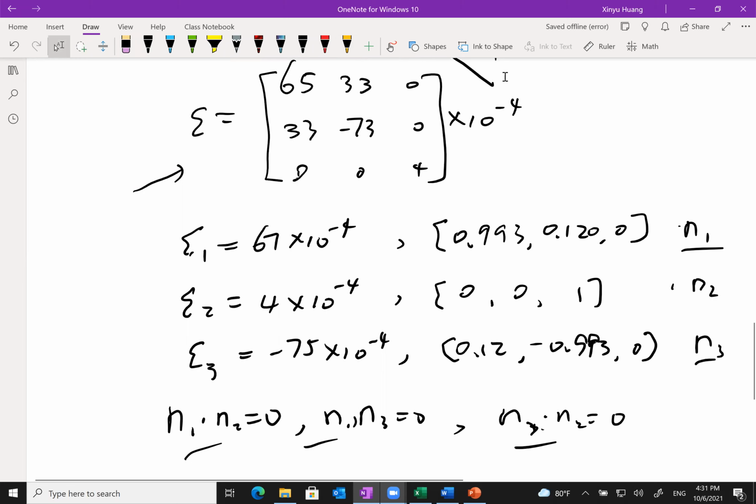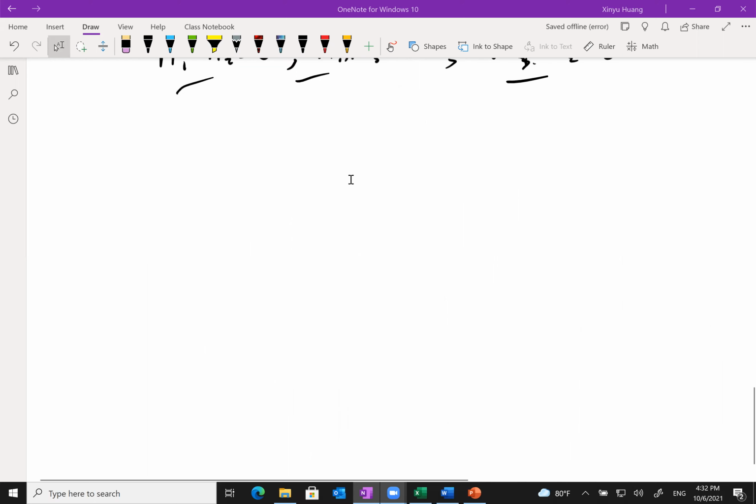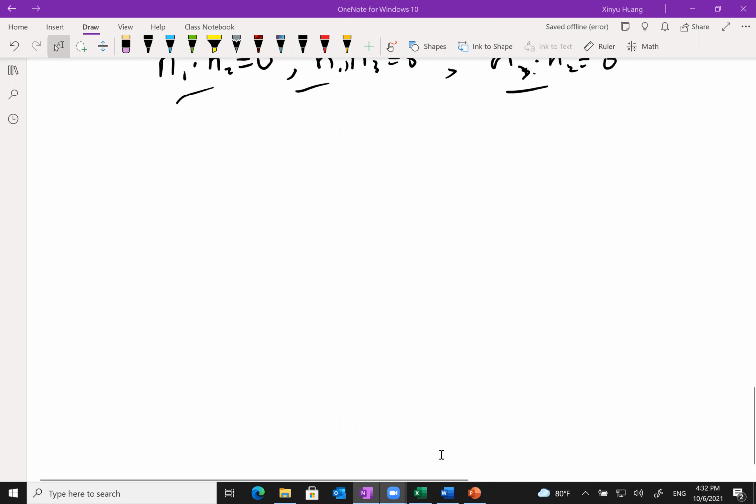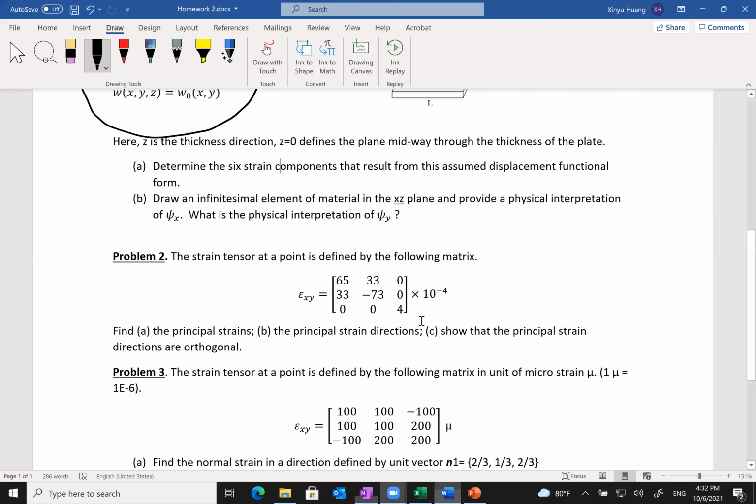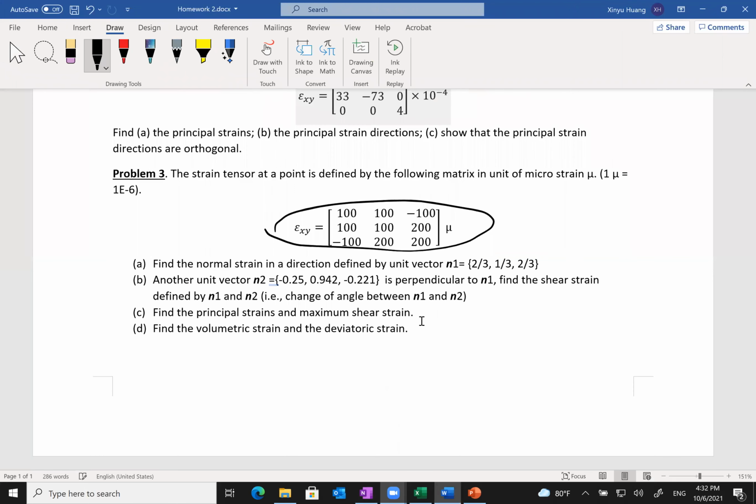Any questions? All right, the third problem. Let's look at the third problem. The third problem is a strain tensor, that's here. Find the normal strain in the direction defined by this vector n1. You can verify this is a unit vector. Another vector n2 is perpendicular to n1. Find the shear strain defined by n1 and n2. And find the principal strain and maximum shear strain. Find the volumetric and deviatoric strain.